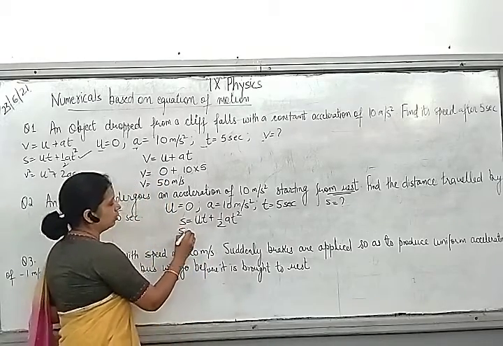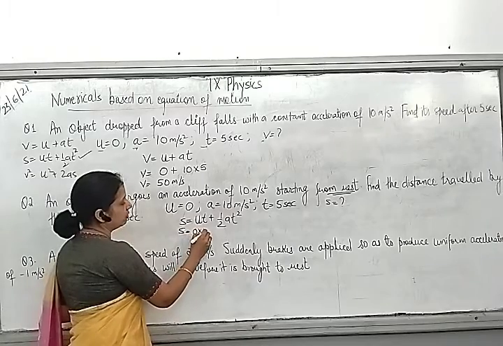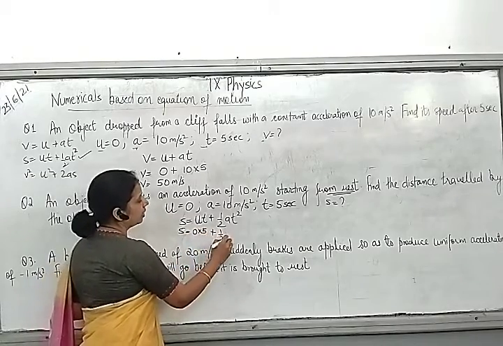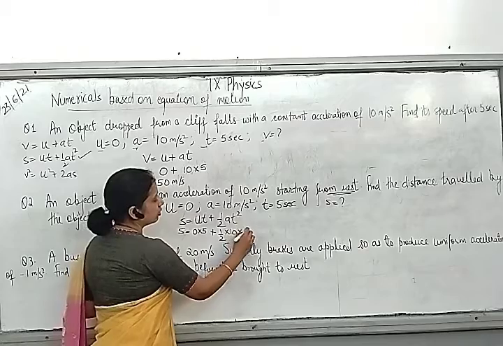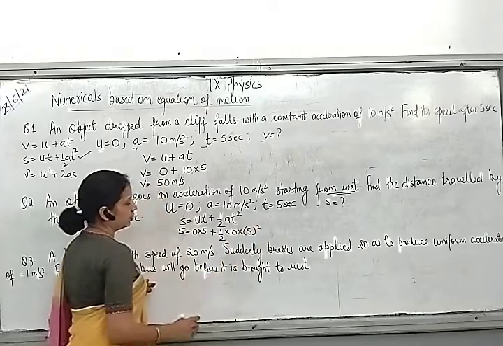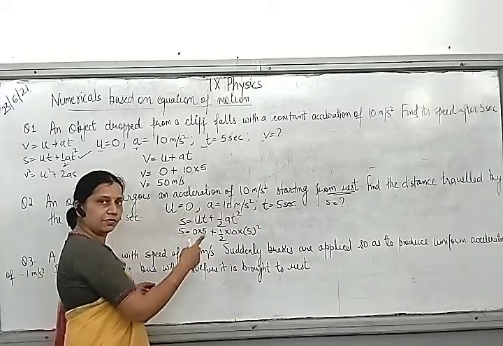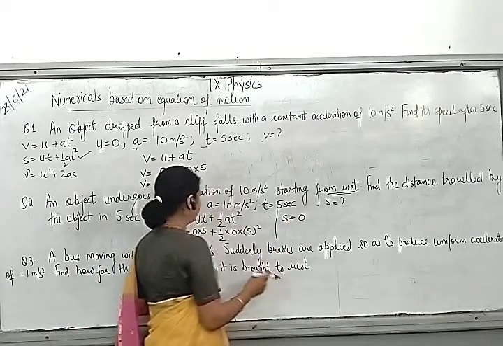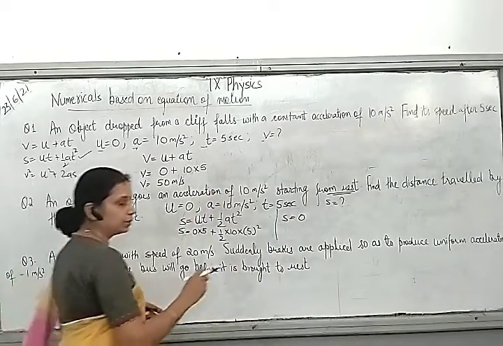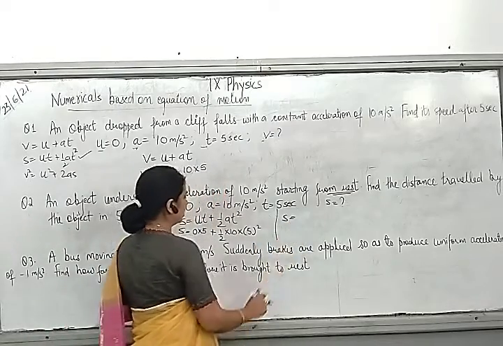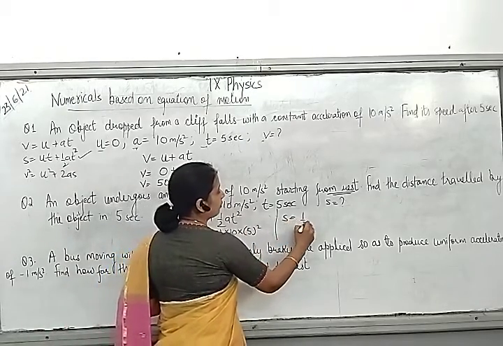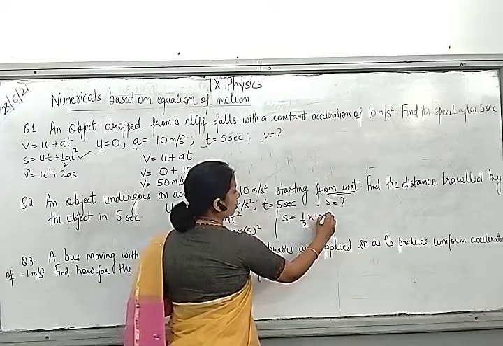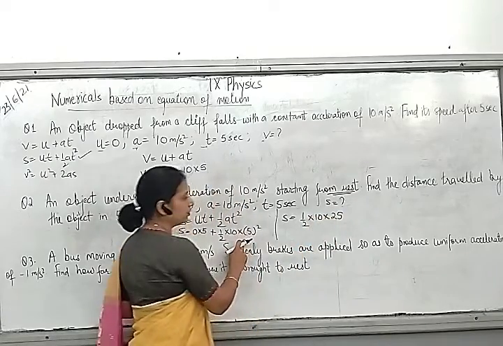So S equal to U, which is 0, into T, which is 5, plus half, A is 10, T square means 5 square. So 0 into 5 is 0, so right here 0, or I don't even need to write this. I will simply write this. Okay, plus half, A is 10, T square means 25, 5 into 5.